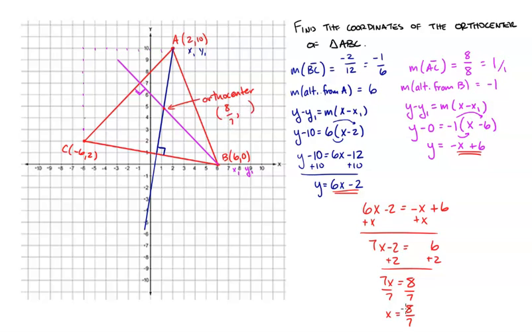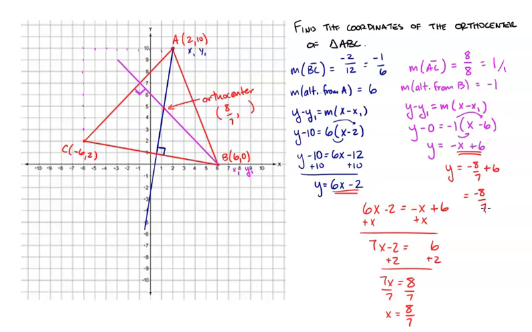what? Well, to find the y-coordinate, I'm going to take this, and I can either plug it in right there, or I can plug it in right there. This one seems like it might be a little bit easier because I won't have to multiply it by 6. I'll just have to change its sign. So I'm going to come down here and I'm going to say, all right, my y-coordinate is going to be -8 over 7 plus 6.